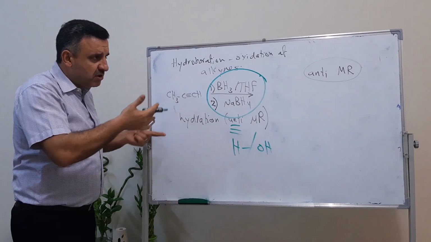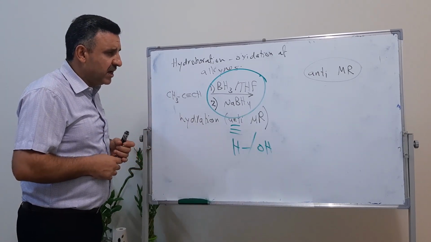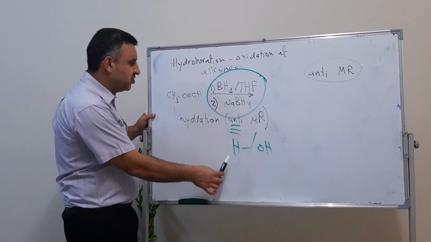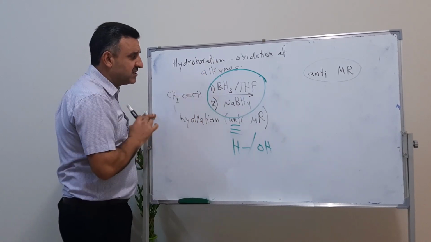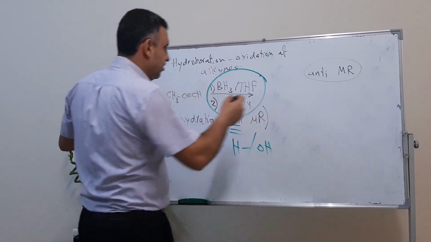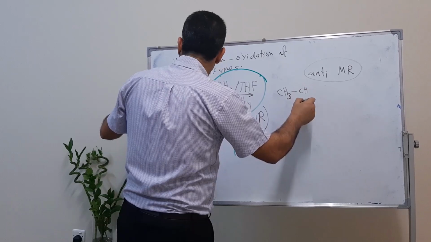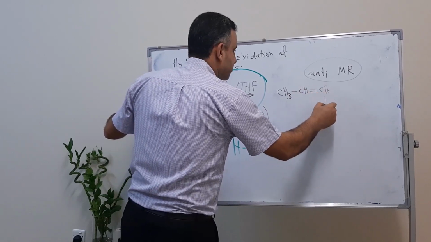Based on what we have studied in the reactions of alkenes, the hydrogen, which is the electrophilic part, should add itself to the carbon with less number of hydrogens because it's anti-Markovnikov, and the OH will be there. So what we're going to get is CH3-CH double bond CH-OH.